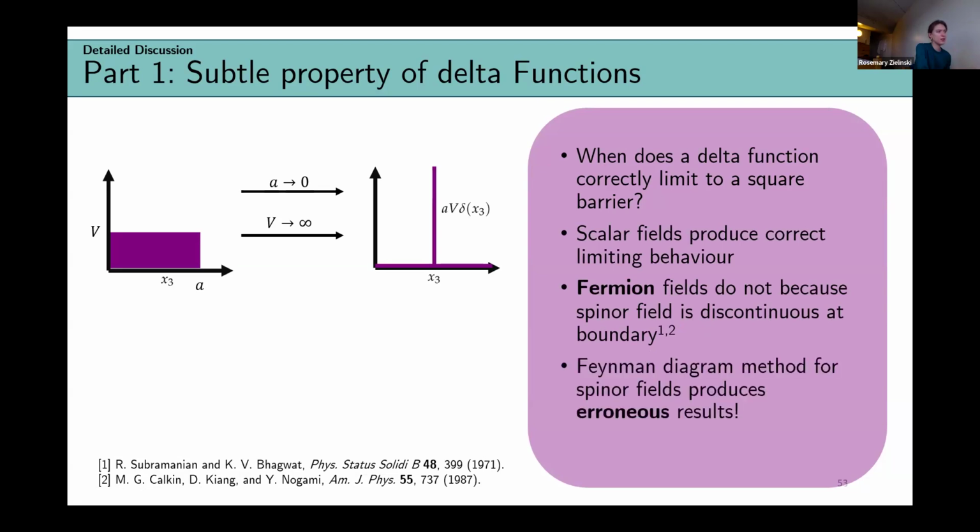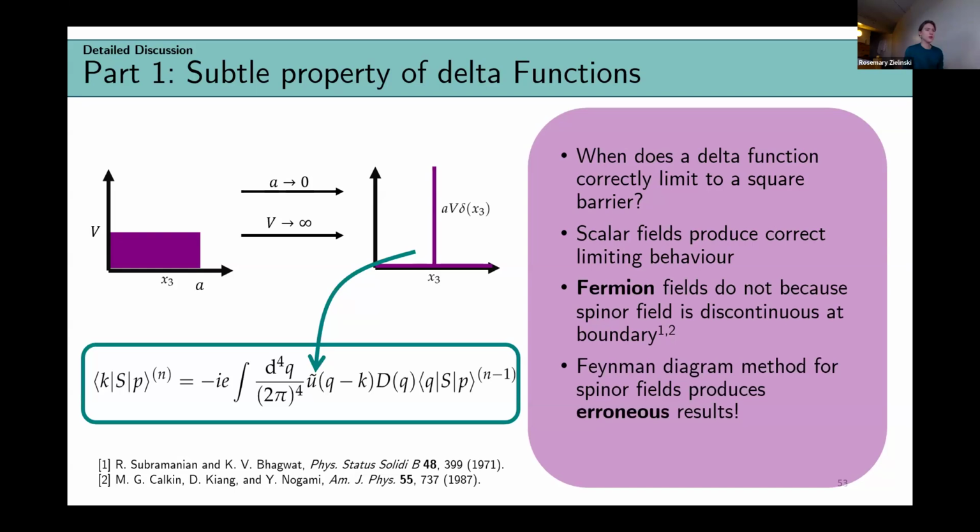But I think the upshot is that if we were to use the Feynman diagram method for spinor fields, which we have done, but I haven't shown here, but naively insert a delta function, we would find we get erroneous results. So in this particular context, you actually have to define a delta function as a limit of a rectangular barrier. I highlight this just to say that there are some subtle limits you need to be careful of.